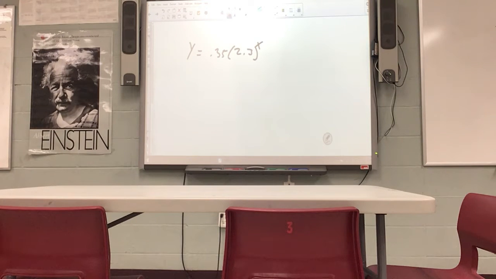It's bigger than 1, so it had to be an increase, right? So 1 plus what would get you that 2.3 in there? 1.3. So now make 1.3 a percentage. So that would be B, as in Boomland. Good job.